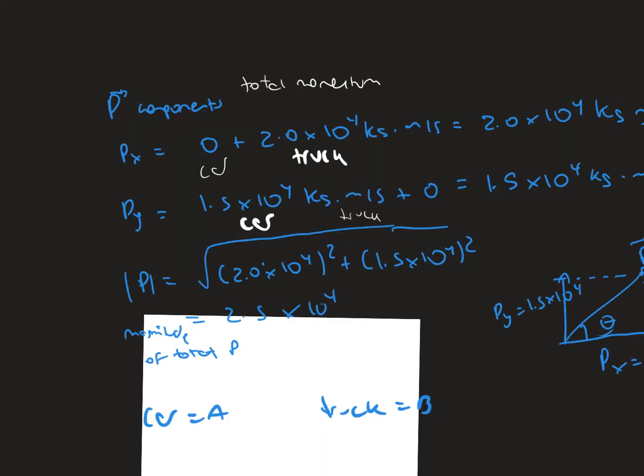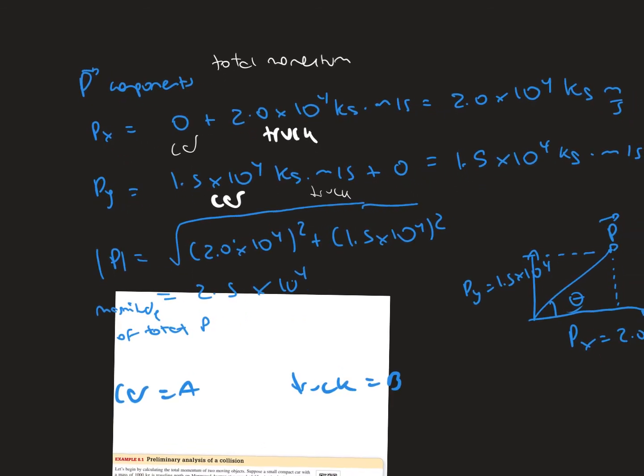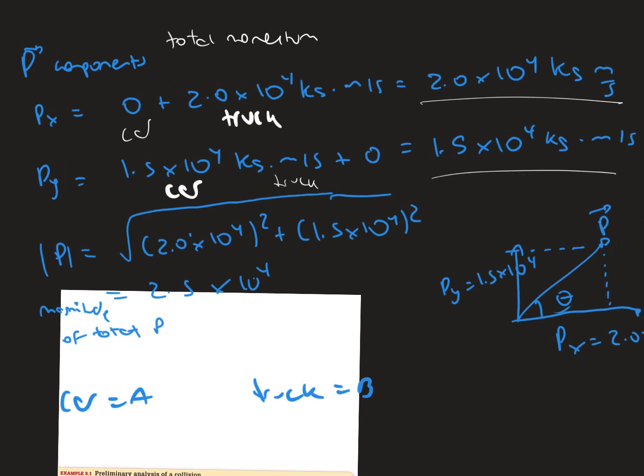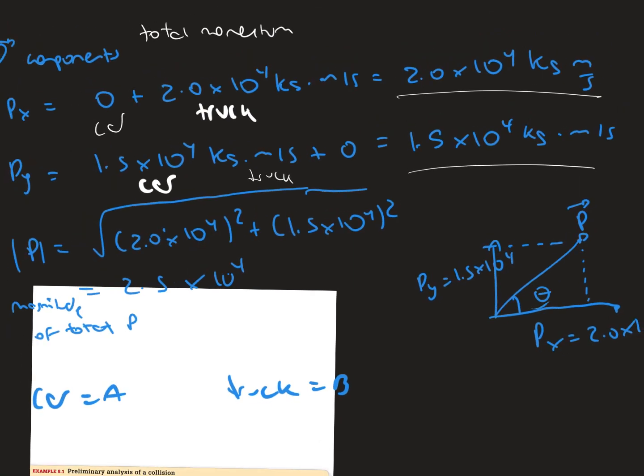So to find the total momentum, we have to break it down, add both the momentum of the car and the truck in the x direction, and then the same thing for the y direction. So for the x direction, we got 0 momentum for the car plus 2.0 × 10^4 kilograms meters per second for the truck. That's going to be 2 × 10^4. The momentum in the y direction is just going to be 1.5 × 10^4 kilograms meters per second.